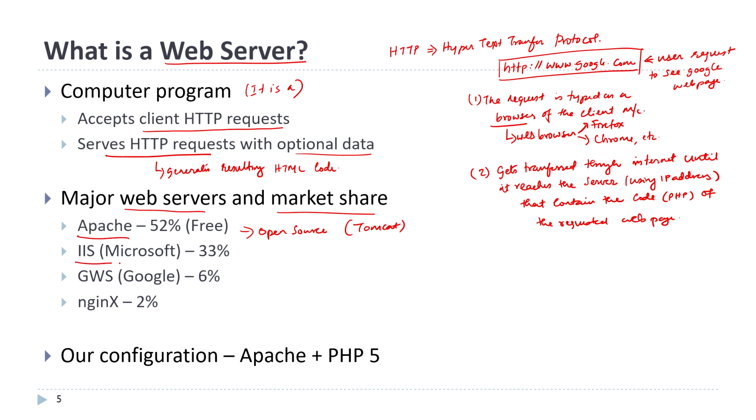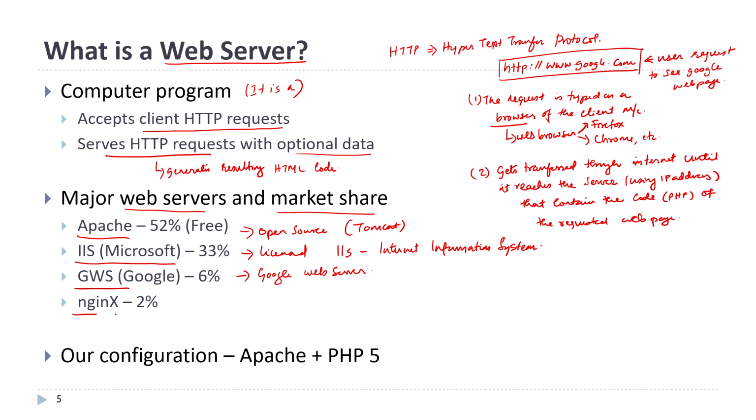The second one is IIS, which is proprietary. This is not open source, it is licensed software created by Microsoft. IIS stands for Internet Information System. It's the second most popular, with a popularity of about 30% or so. And then there is GWS, Google Web Server, at about 6 to 8%.